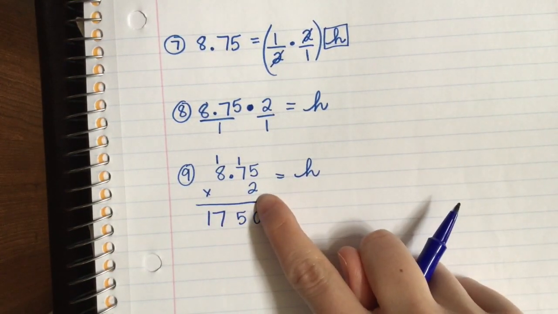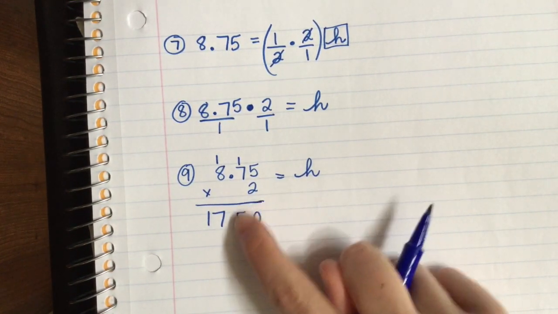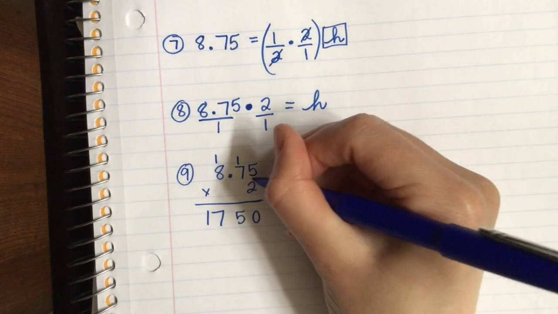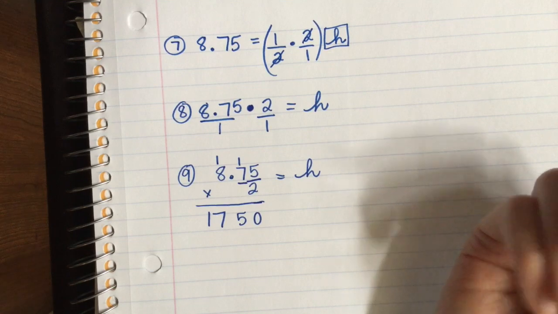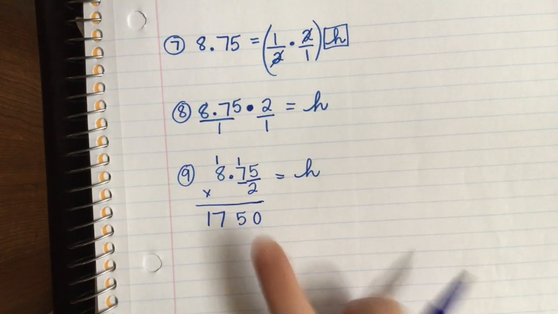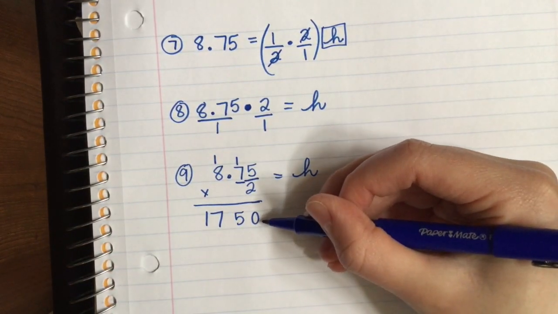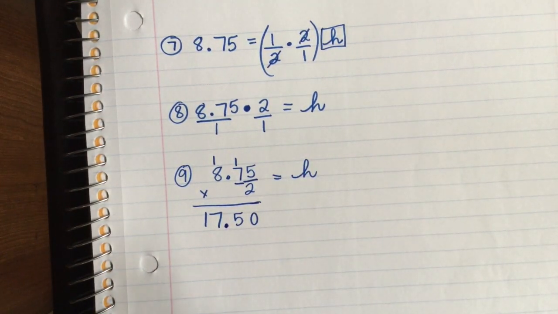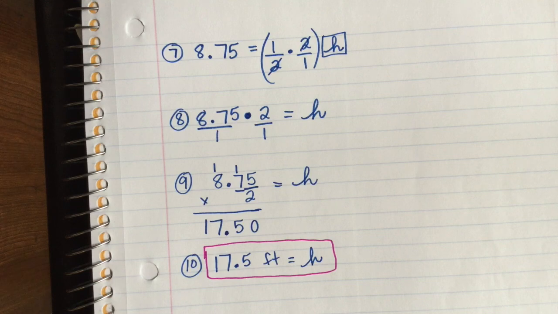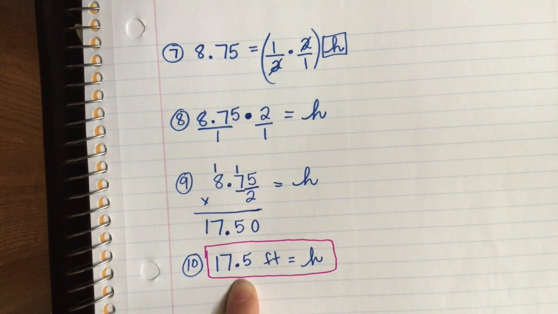So we don't have any decimal points after our 2, but if we look up here, we have 2 spots after our decimal point. So we have to move it in 2 spots from here. We always start on the outside, we would move it in 1 spot, 2 spots, there's our answer. So after 10 steps, we got our final answer of 17.5 feet for our height.